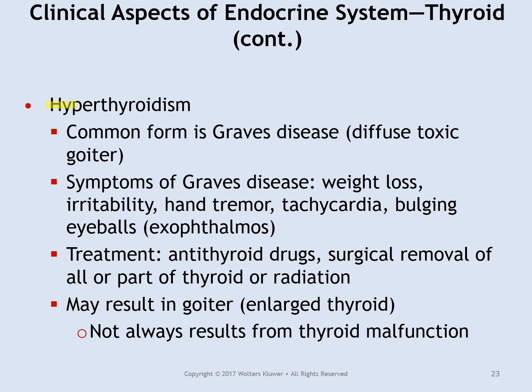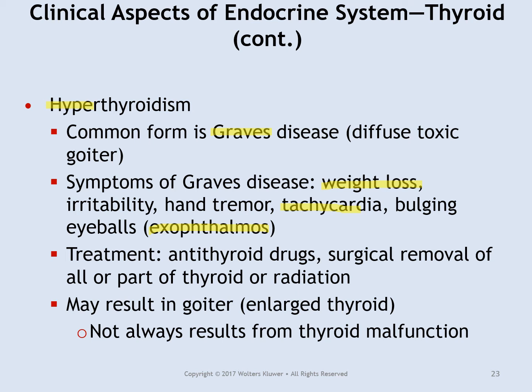Hyper, or when there's too much thyroid hormone, you end up with a condition called Graves' disease. In this case, you are putting the accelerator pedal down to the floor and you'll end up with weight loss. Be irritable, tremors, increased heart rate or tachycardia, bulging eyeballs called exophthalmos. We'll see a picture of someone with exophthalmos soon here.